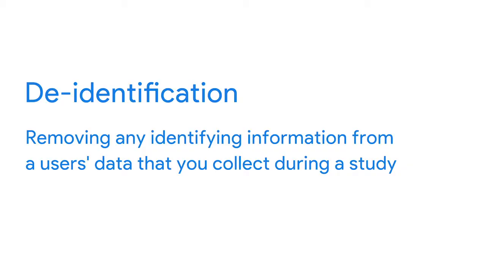De-identification is removing any identifying information from a user's data that you collect during a study. For example, when sharing insights with the team, rather than attributing a quote to a participant by name, you might say participant 1 and change all pronouns to they. This can help reduce the amount of identifiable information about the participant that's shared with other people. Another option is to allow participants to choose their own fictitious name. This helps keep the human element instead of numbering participants like participant 1.